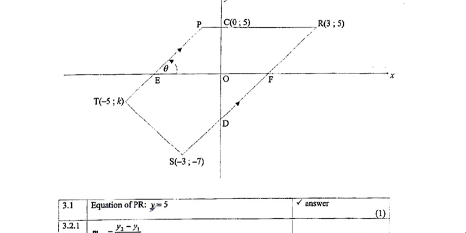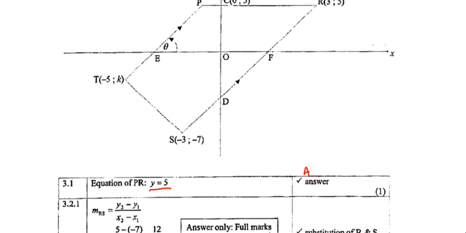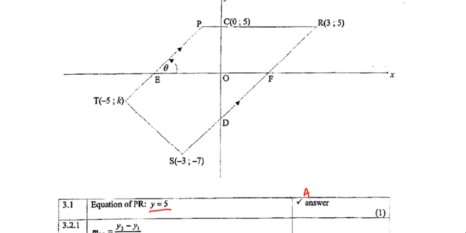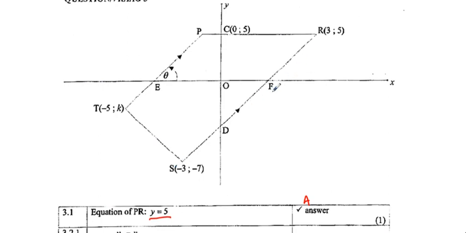So 3.1, the equation of PR is x equals 5. 1 mark for the answer. Accuracy, nothing else. If you put y equals 4, no marks. Then they ask you to find the gradient of the line RP. There's a reason for that, because this line here has 2 numerical values, so I can find that gradient, and therefore it's the gradient of PT.